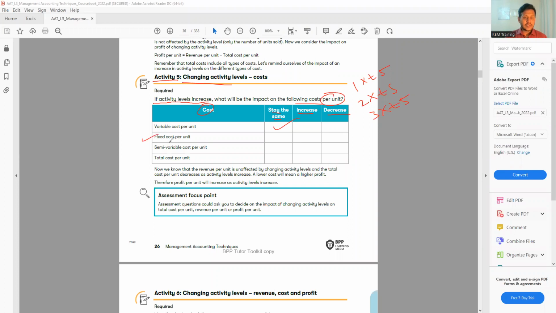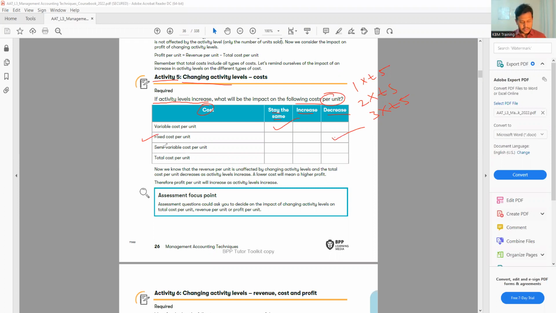Fixed cost per unit, will it stay same, increase or decrease? Fixed cost per unit will decrease. Very well done.